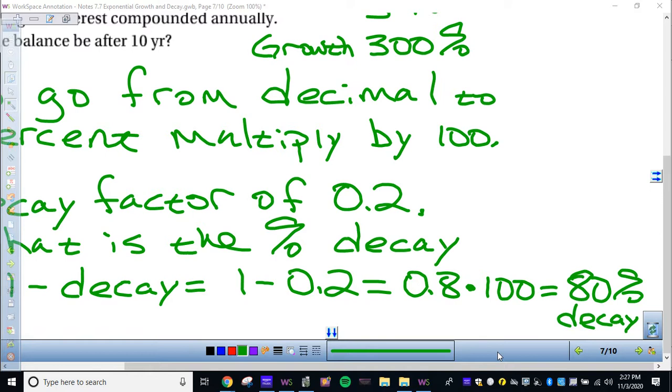But basically, for growth, you do the growth factor minus 1. For decay, you do 1 minus the decay factor. So it's kind of opposite.